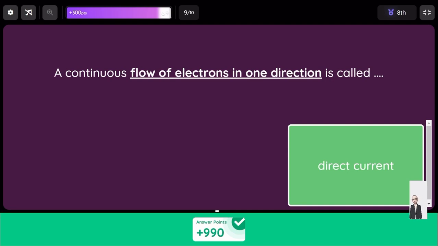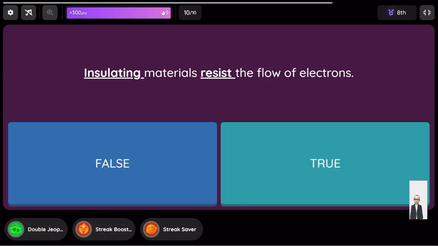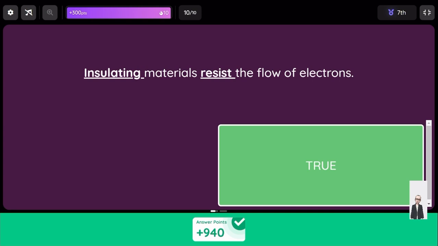Right, we've got one more. Insulating materials resist the flow of electrons. Is that false or true? Insulating materials will indeed resist the flow. Yes, that's true as well. Okay, and that was our last quiz question, and that was our quick session on what is electricity.